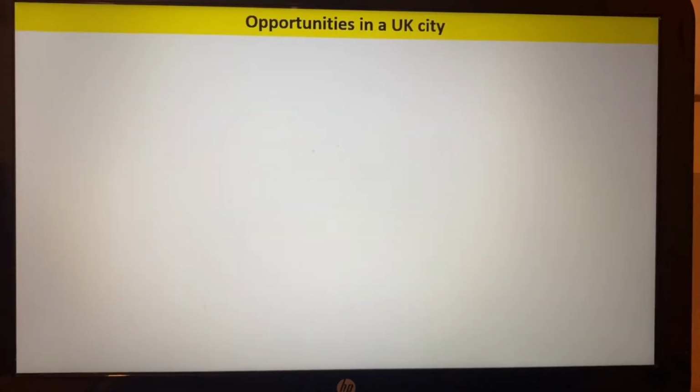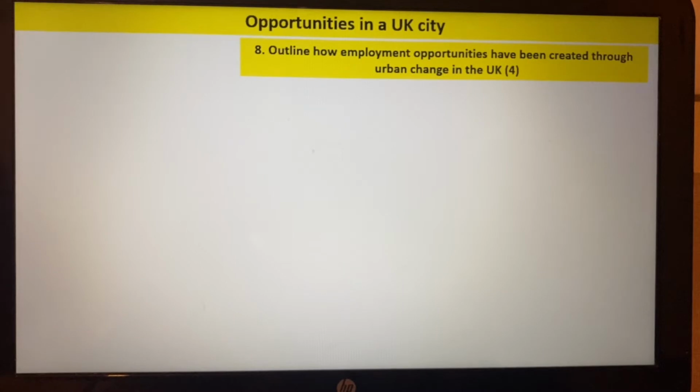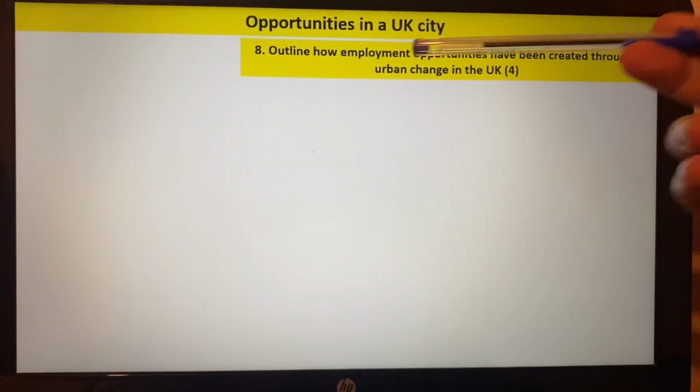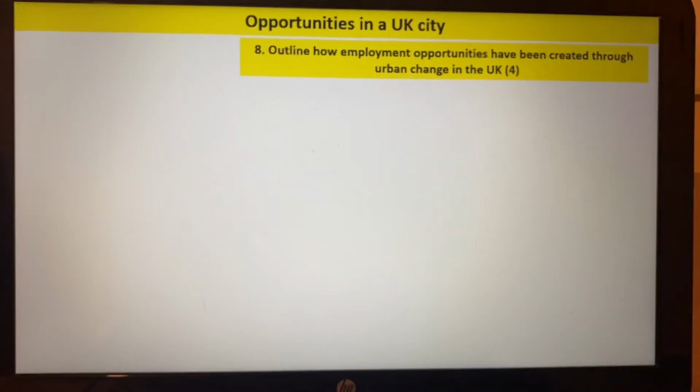So let's have a quick look at opportunities in a UK city. These could be social, economic, environmental. Let's have a look at this question. This question has asked us, how have employment opportunities been created through urban change in the UK? So I focus on the word employment. That's obviously an economic opportunity.